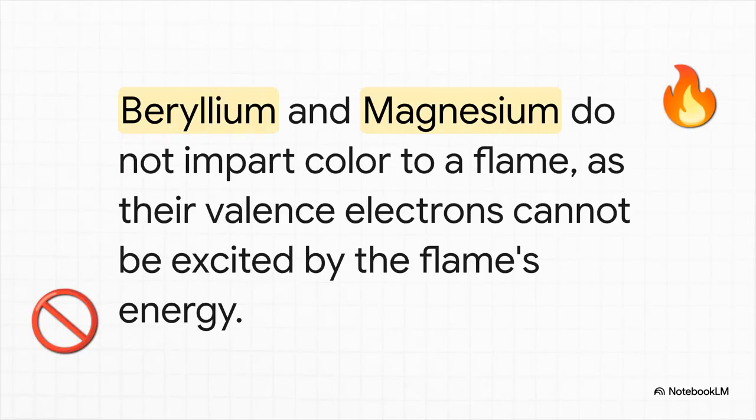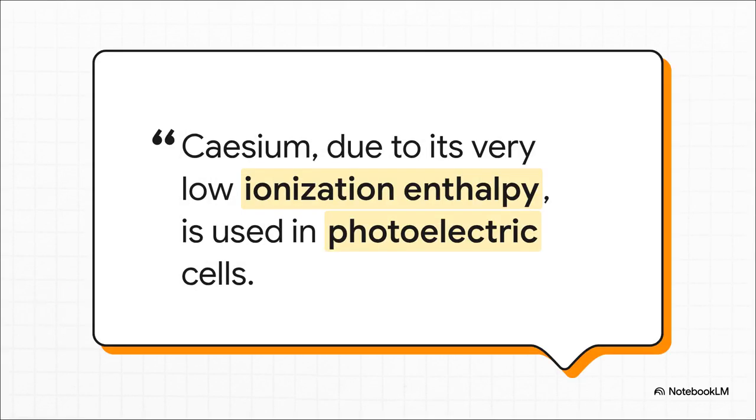But what about their neighbors in Group 2? Well, interestingly, the first two members, beryllium and magnesium, are kind of camera shy. Their electrons are held on so tightly that the energy from a simple flame just isn't enough to get them excited. So they don't produce any color at all. This extreme reactivity isn't just for show. It leads to some incredible real-world applications. Take cesium again. Because it gives up its electron with almost no effort, that's that super low ionization enthalpy we talked about, it's perfect for things called photoelectric cells. You know, the tech that powers everything from automatic doors to solar panels.